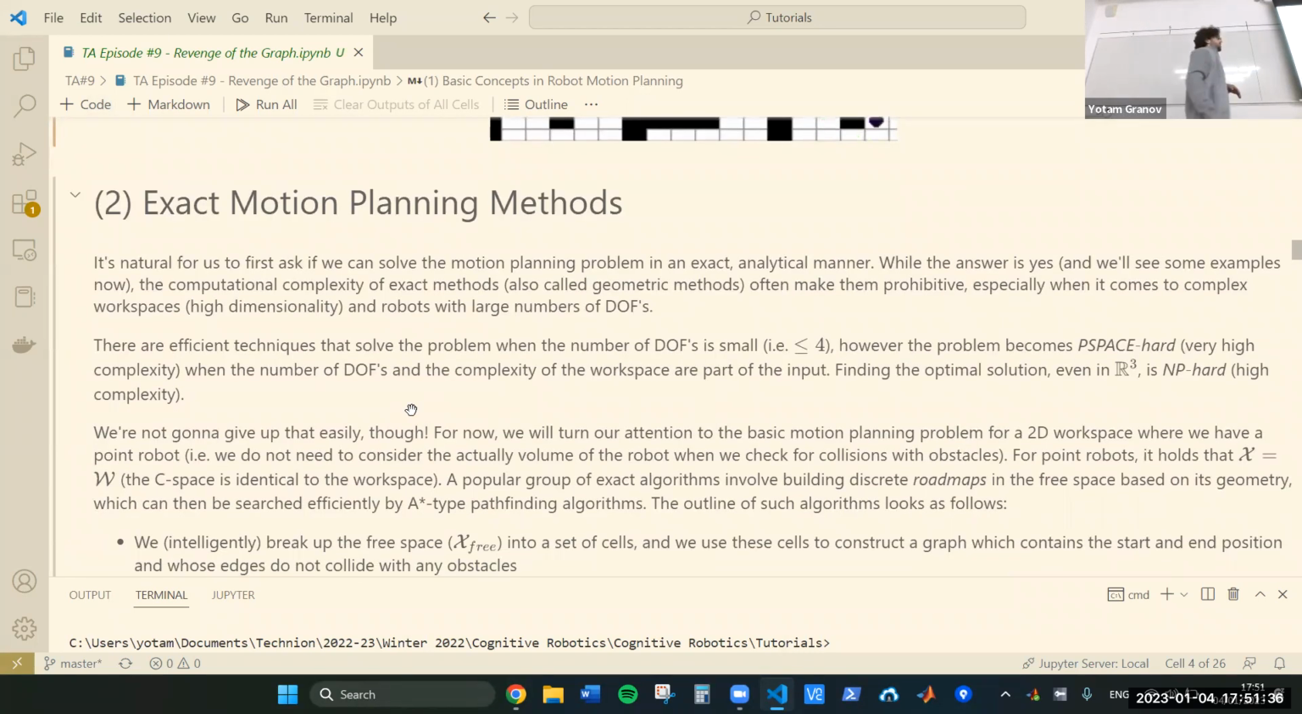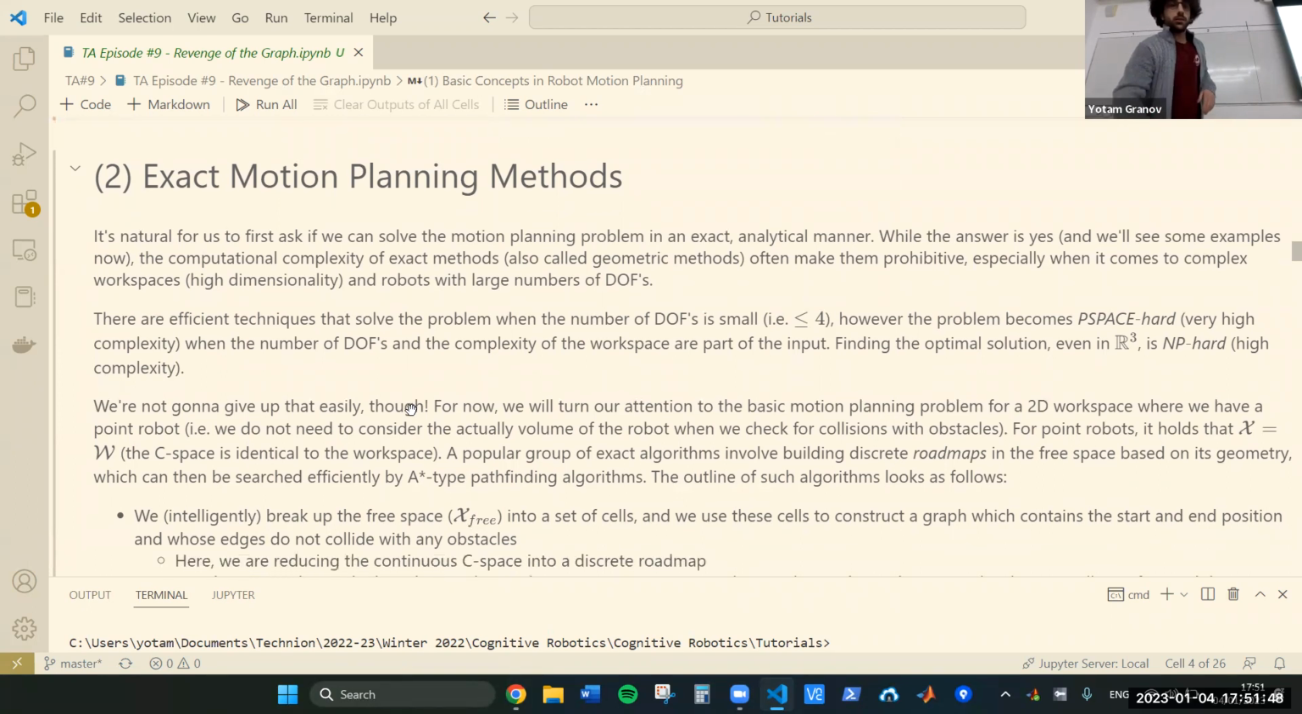But let's see if there are ways to solve this problem analytically. The geometry of the space is known. You'd think there should be some way to easily find the shortest path in space. It turns out that solving the motion planning problem exactly is way more difficult than you'd think. For small numbers of degrees of freedom, you can solve it relatively efficiently. Usually in 2D, 3D space, up to 4D space, we can solve the motion planning problem with relatively good efficiency. Beyond that, it starts to go crazy.